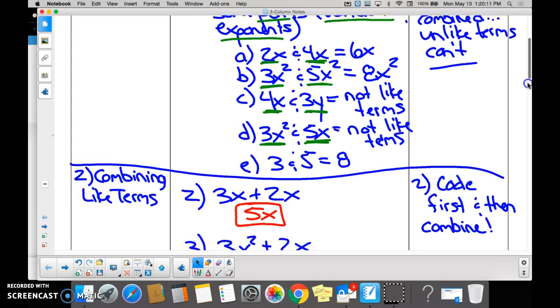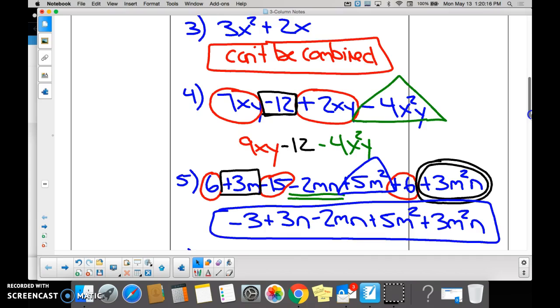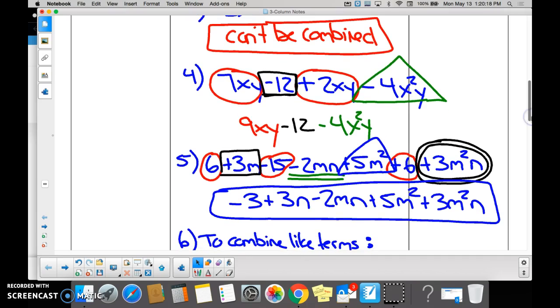When combining like terms, I'm going to skip down to number 4. We did this thing with circles and squares and triangles. What do we call that? Excuse me? Coding. I would like everybody to participate in this. It's called coding. And we coded 7xy and 2xy, plus 2xy by the way, as red circles. Why did we circle those in red? They have the same what? They're like terms, they have the same parts, right? They have the same exponents, and they have the same variables, right?